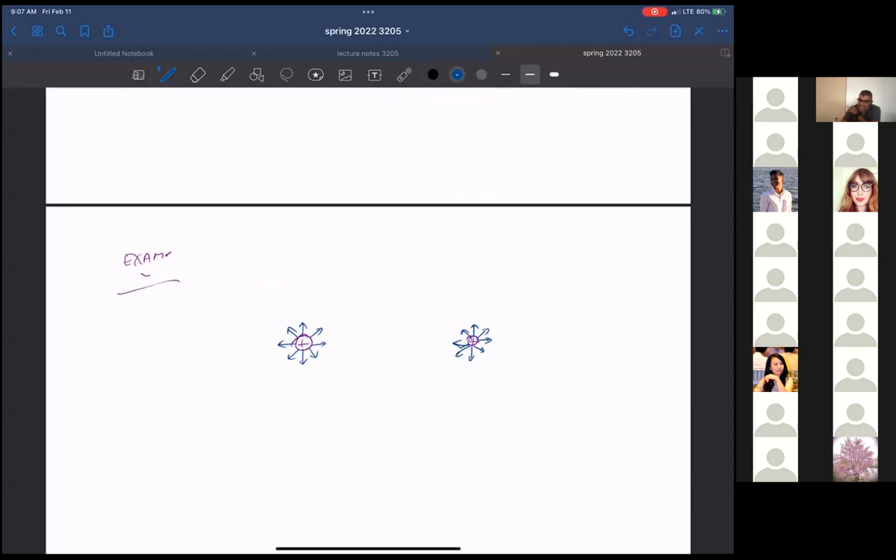So think about what the electric field would look like here. If I drew a line here, what would the electric field line look like? It would cancel. It'd just be nothing. Exactly. Thank you, Jonathan. Good answer.